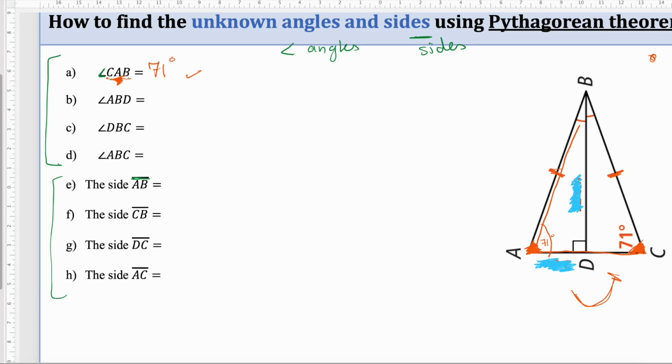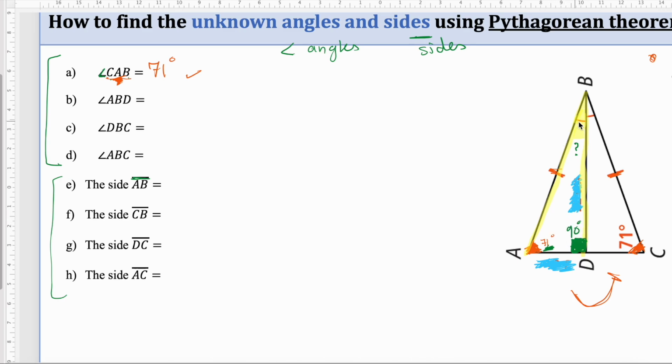Next, they want you to find angle ABD. So as you can see here, A to B to D, not the whole angle B, but on the left, so this part only. How can I find it? Now since this is 71, this one I don't know what it is, and this one is 90 degrees because it's a square. They gave it to me as a square.